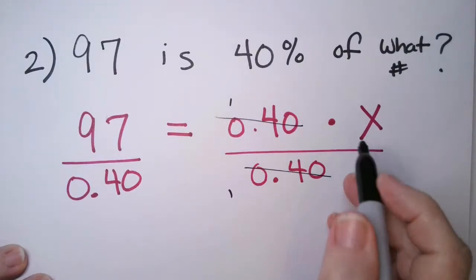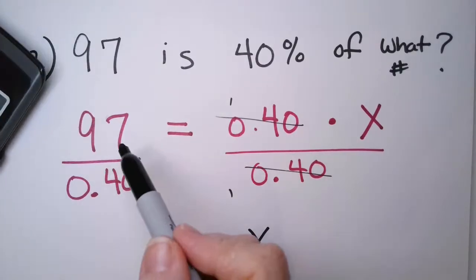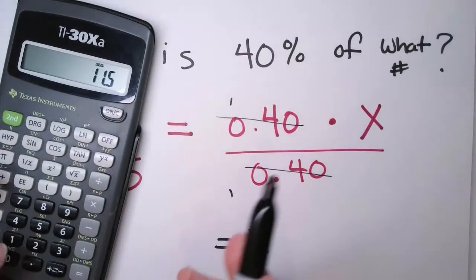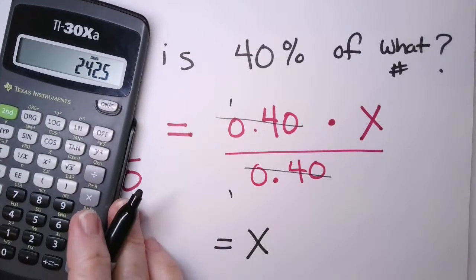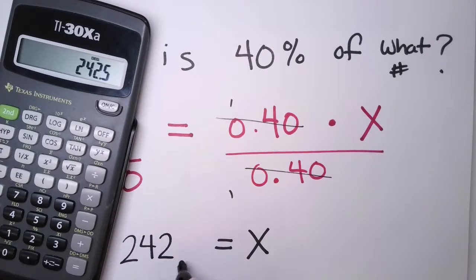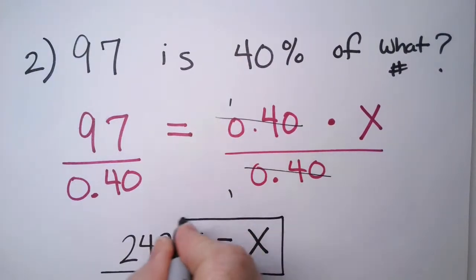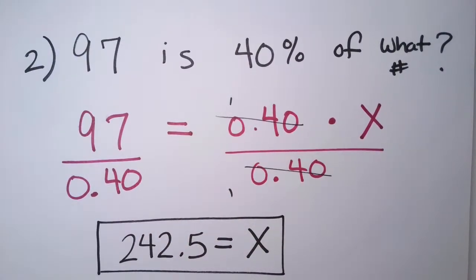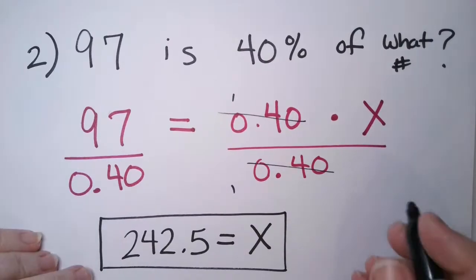So x is on this side. And now I simply need a calculator to tell me 97 divided by 0.4. I have a number that should be bigger than 97, and I do. This is 242.5. Good.